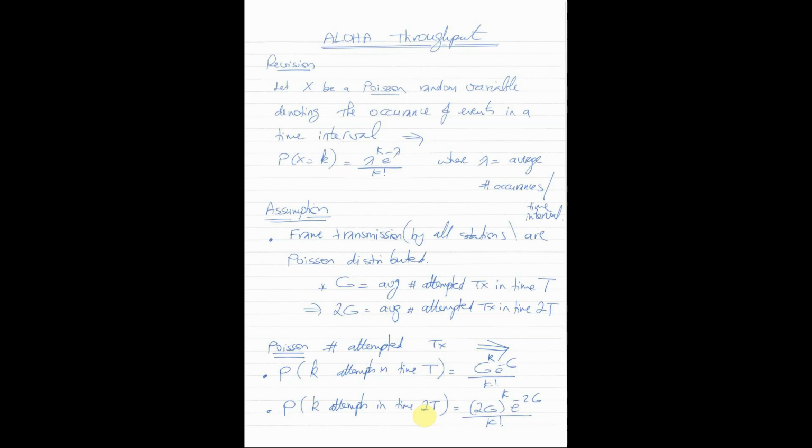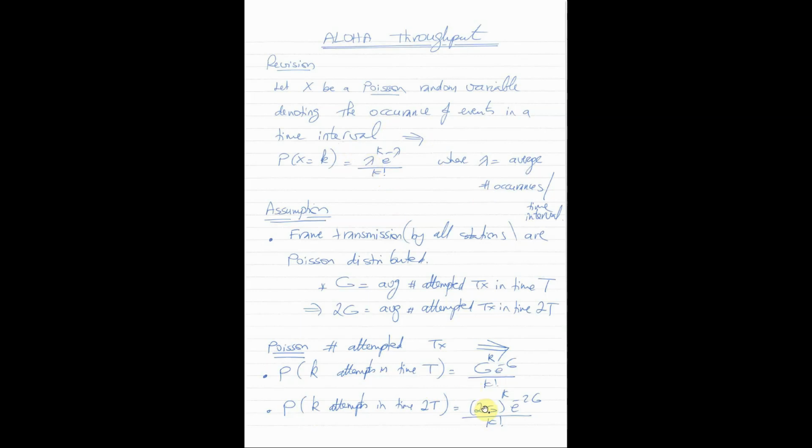So lambda is equal to 5 buses per minute. But I need the probability that we have a certain number of buses in 2 minutes. In that case, lambda needs to be multiplied by 2. Again, putting this together, the probability that we have k attempts in time 2t is also Poisson. It follows exactly the same formula.